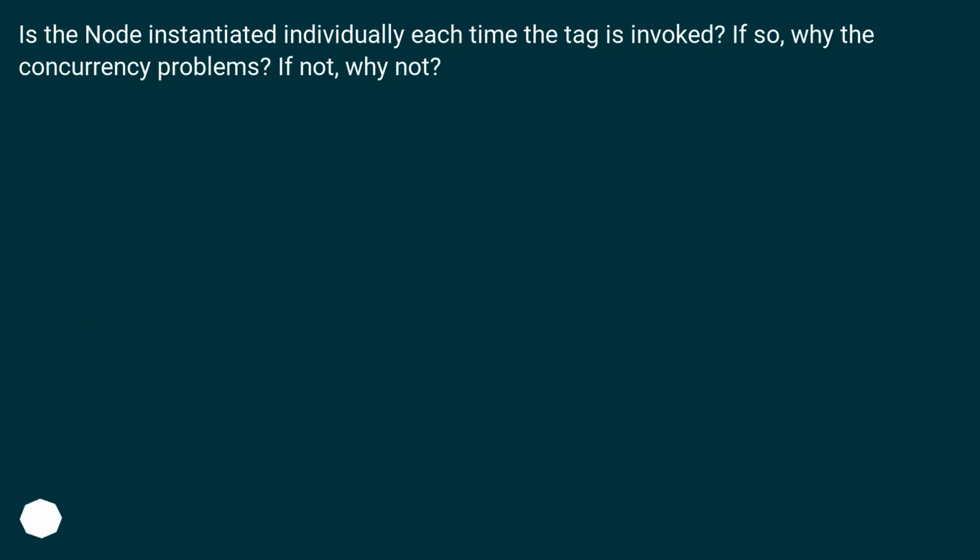Is the node instantiated individually each time the tag is invoked? If so, why the concurrency problems? If not, why not?